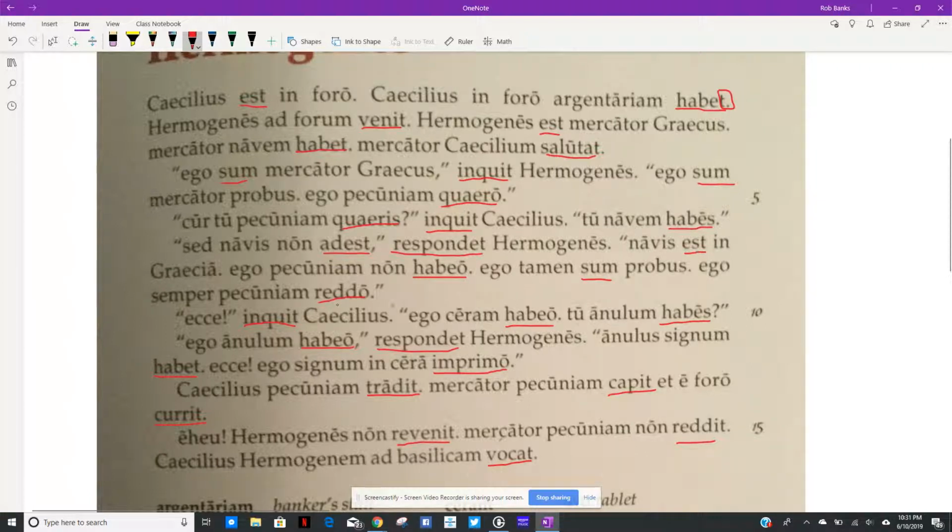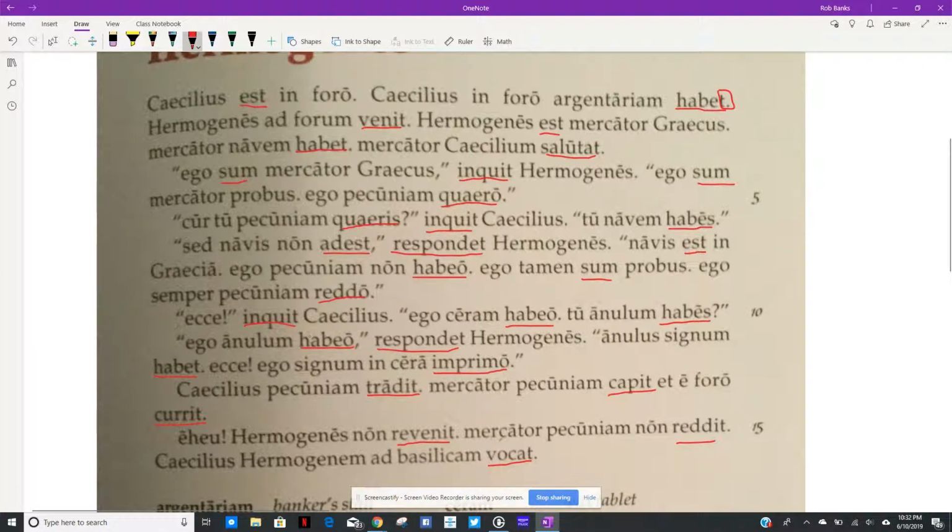"Navis est in Graecia." So the ship is in Graecia, in Greece. "Ego pecuniam non habeo." So habeo, I have. So I non habeo, I do not have the accusative money. "Ego tamen sum probus," he tells us yet again. So I, tamen, however, nevertheless, is tamen. It's another word you want to get down. So I, however, am honest. "Ego semper pecuniam reddo." I always return money. That's what you go and tell the bank when you go to borrow money. You say, well, I always give money back.